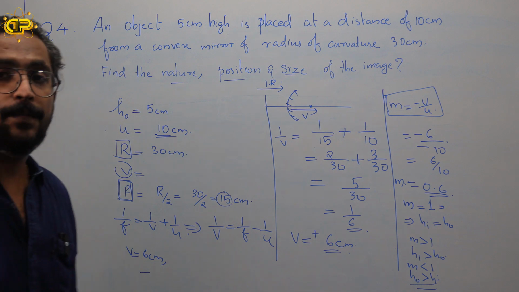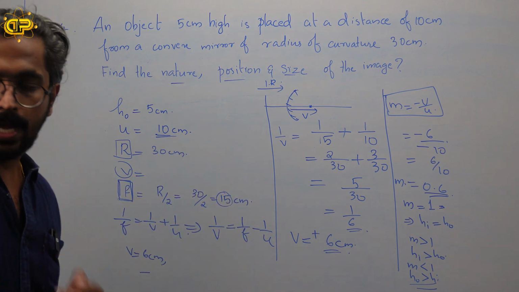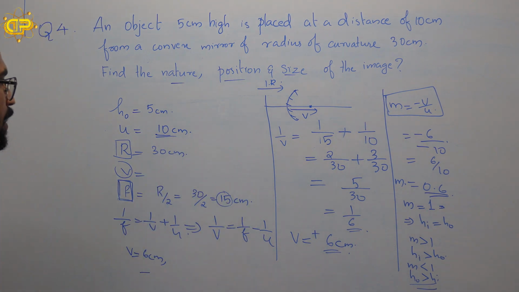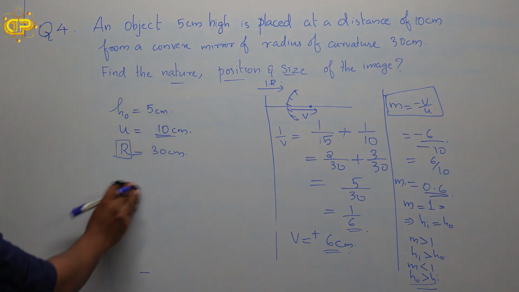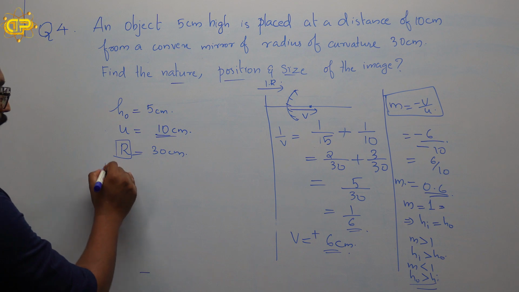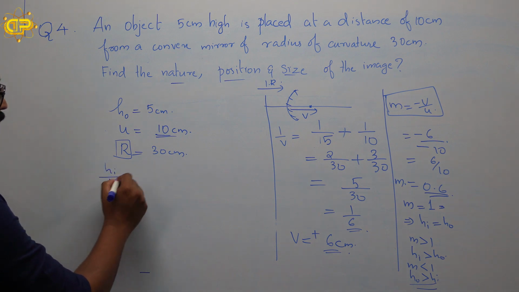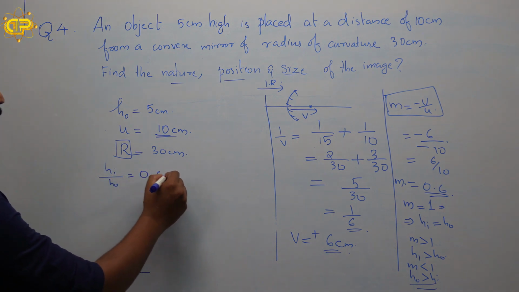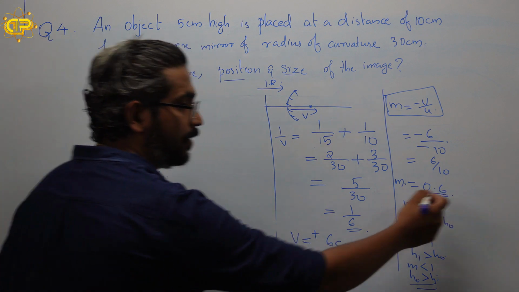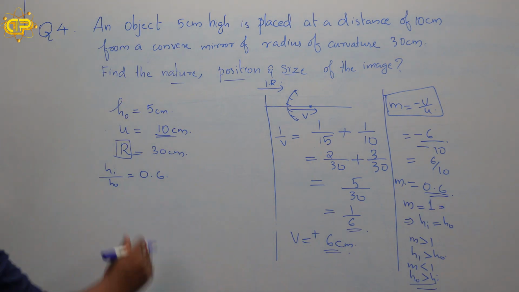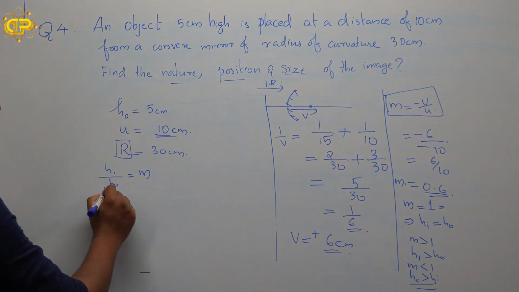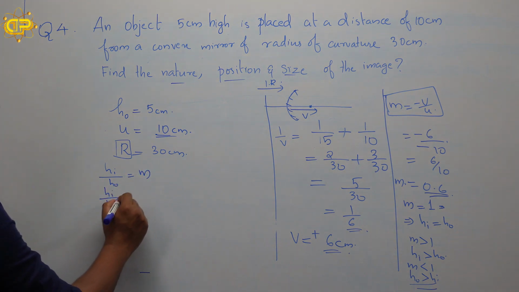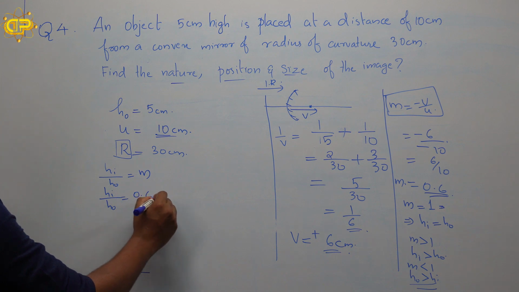So from there we need to find out the HI. So how can I find out this thing? Okay, so I'm just going to rub these values. Now HI by HO is equal to M, that is 0.6, right? So instead, here I'm writing HI by HO is equal to 0.6.